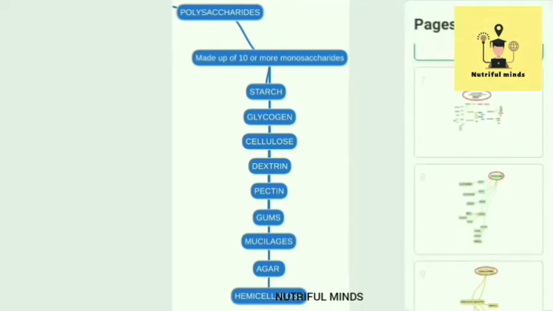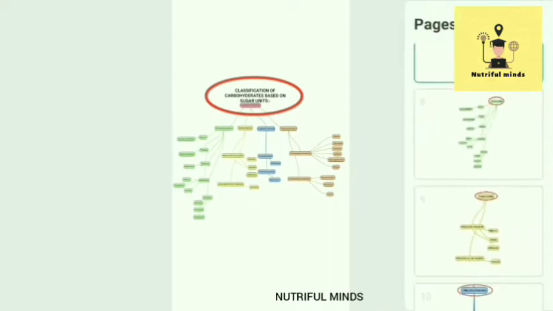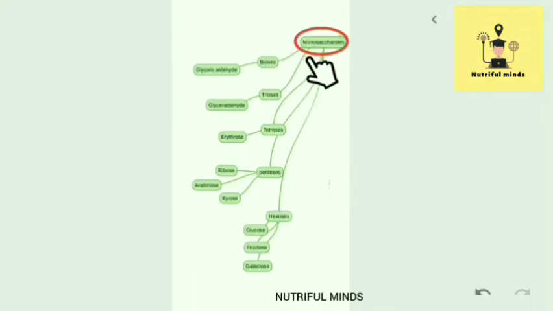Now let's get into the classification based on its sugar units. Monosaccharides are divided into 5 based on the sugar units. They are bioses, trioses, tetroses, pentoses and hexoses. Bioses include glycolic aldehyde. Trioses include glyceraldehyde. Tetroses include erythrose. Pentoses include ribose, arabinose and xylose. And hexoses include glucose, fructose and galactose.